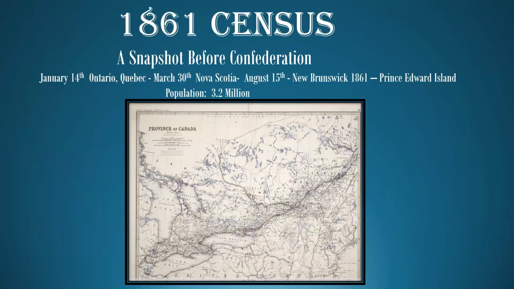Now, the next one was just in 1861, and it was really a snapshot just before Confederation. January 14th, Ontario and Quebec took their census. March 30th, Nova Scotia, and August 15th, New Brunswick. PEI took it at different times. The population was 3.2 million at that point of time. And you begin to see it wasn't really a country per se. They took their census whenever they wanted to.